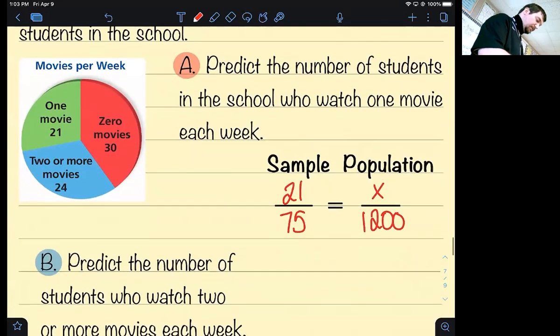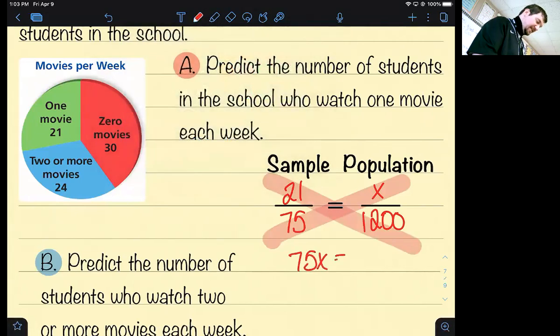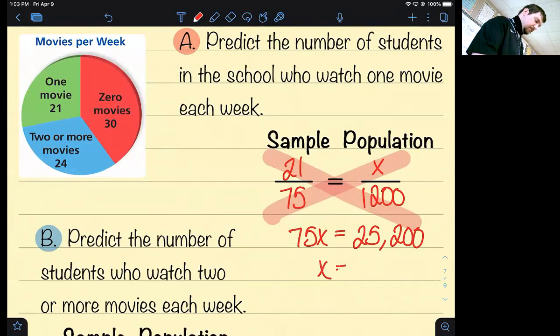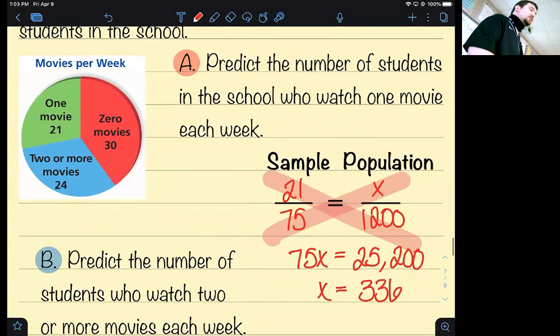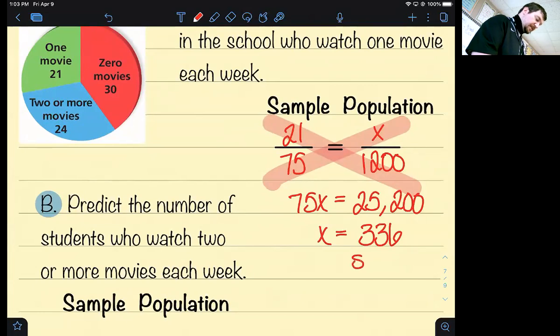Okay, so I can go ahead and cross multiply this. 75X. Someone tell me what 21 times 1,200 is, please. 25,200. Okay, 75X equals, say it again. 25,200. Okay, and then divide by 75, Cal, and we'll get our answer. 336. It's a story problem. It needs a label. We were surveying students. You want to be specific, you can say students who watch one movie, but I'm okay with you just saying 336 students. That's how many I'd predict that watch one movie a week.